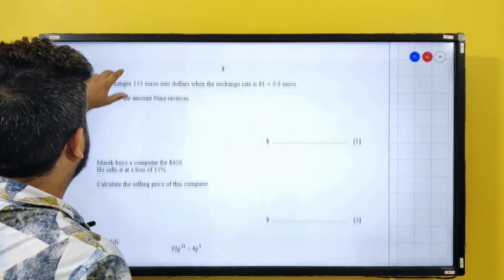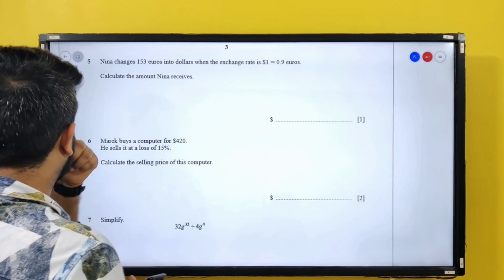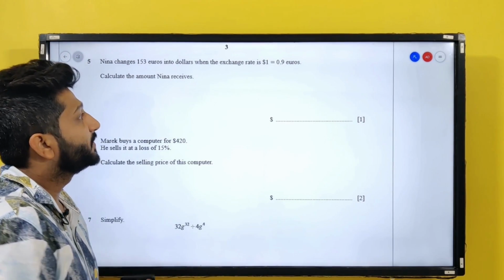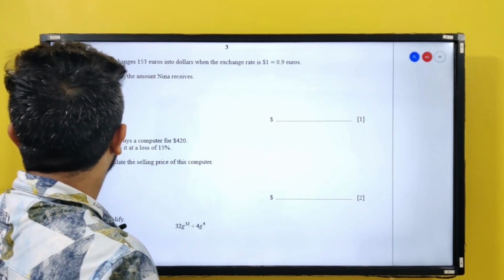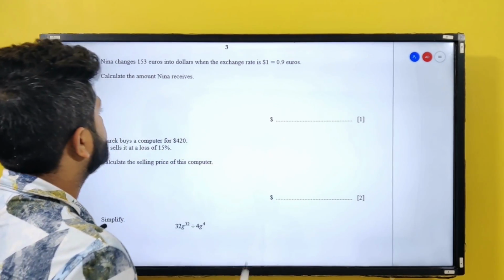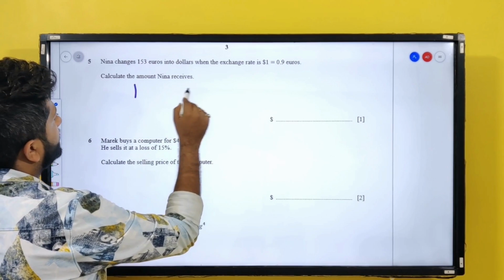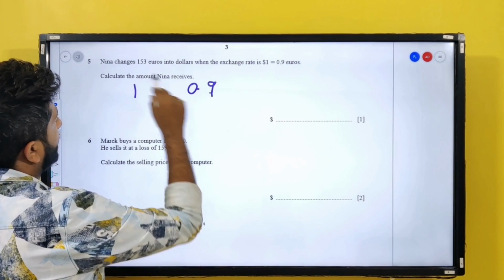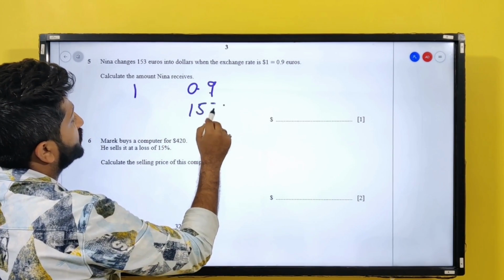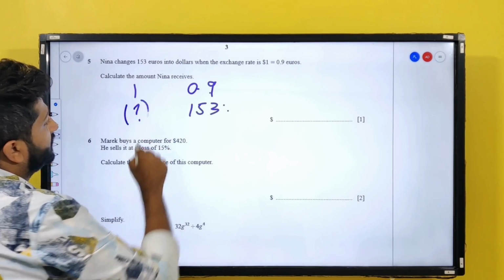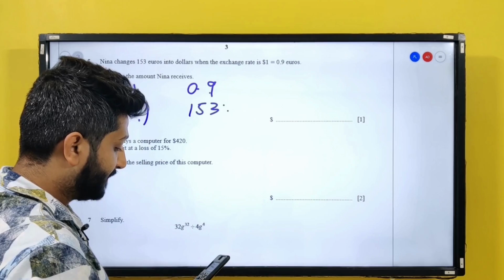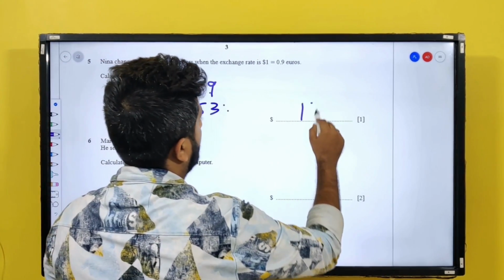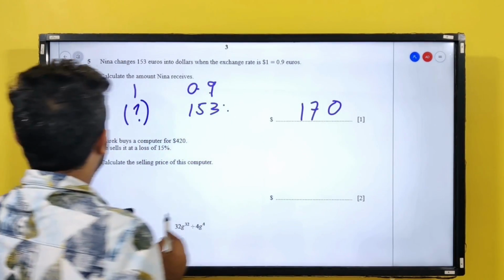Next question. Nina changes 153 euros into dollars when the exchange rate was $1 is equal to 0.9 euros. Find the amount Nina receives. So $1 is 0.9 euros and Nina is changing 153 euros into dollars. So the amount she is going to get is 153 divided by 0.9, which is $170.